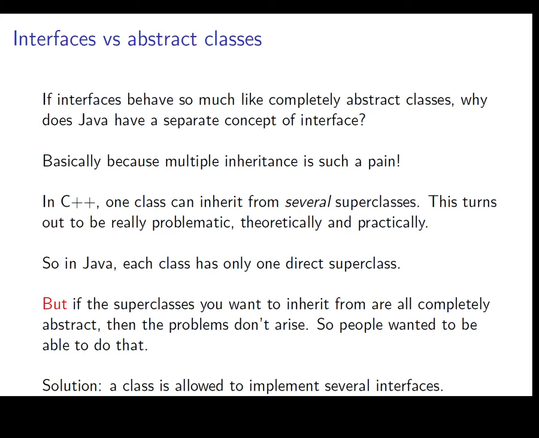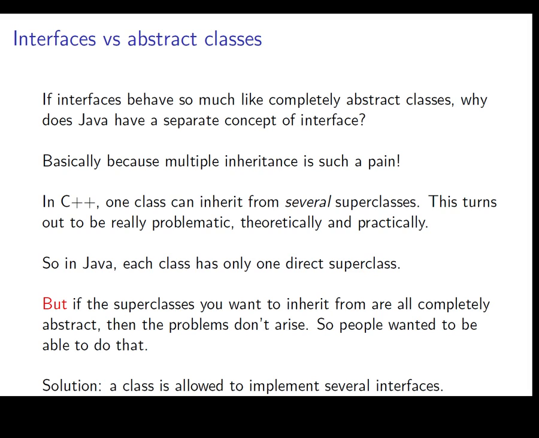sometimes you have a situation where you really would like to inherit from two different superclasses, not because you want to actually inherit any behavior from them, but just because you want to be able to regard your thing as being a special kind of both the things you want to inherit from. In other words, it's really the types that you care about. Now, if everything you want to inherit from is completely abstract like that, we're really only talking about types, then those problems that arose in C++ don't arise. And therefore, people wanted to be able to do that.